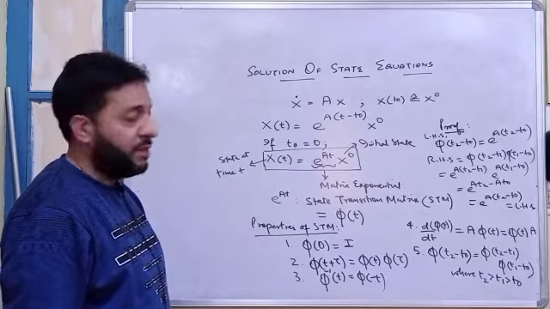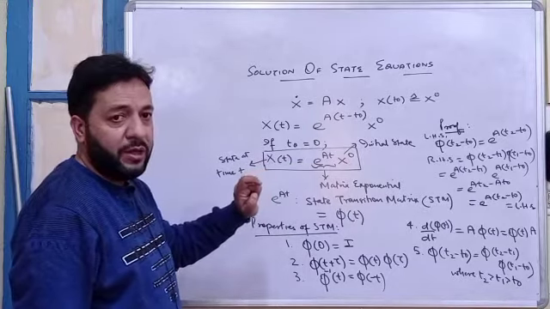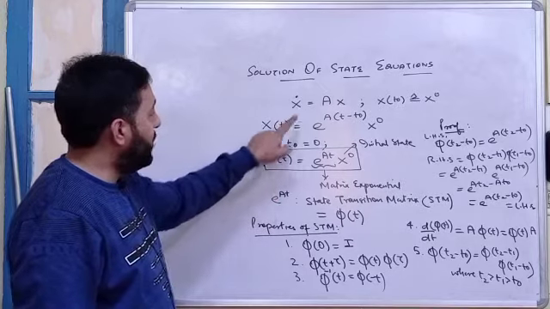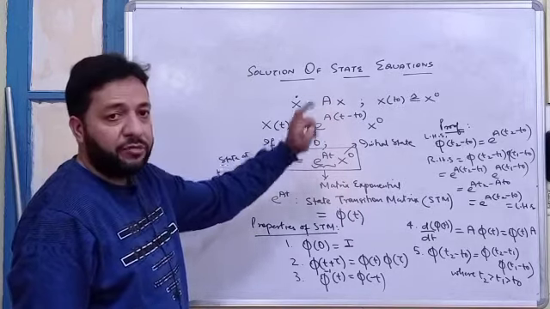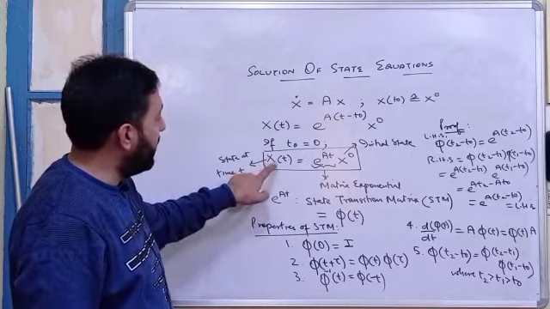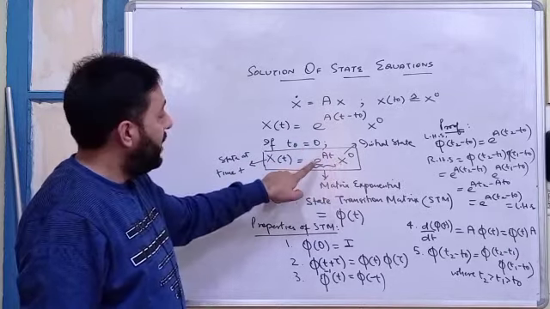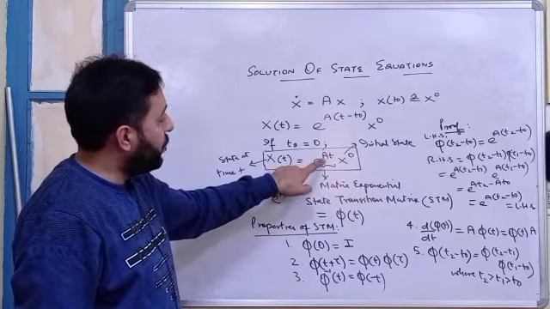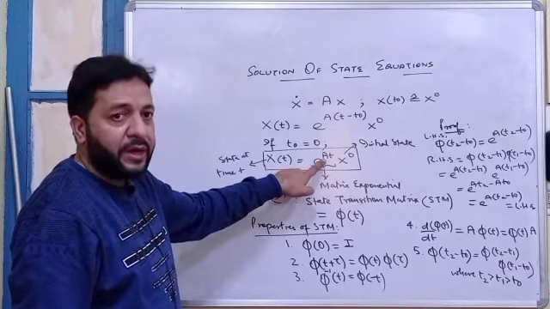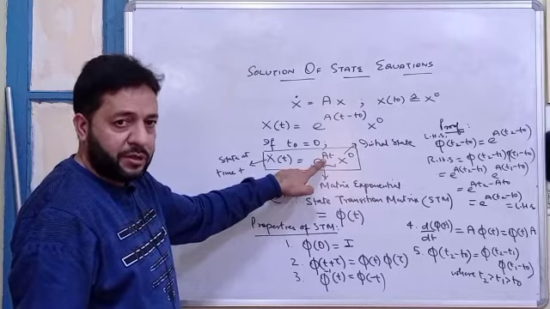Suppose I am given an initial state and I have to solve the equation x dot equal to Ax. I know the solution is x(t) equal to e to the power At x naught. The x naught is given to me, but how do I evaluate e to the power At, because A is a matrix? If it were a scalar, I could use it to solve this.